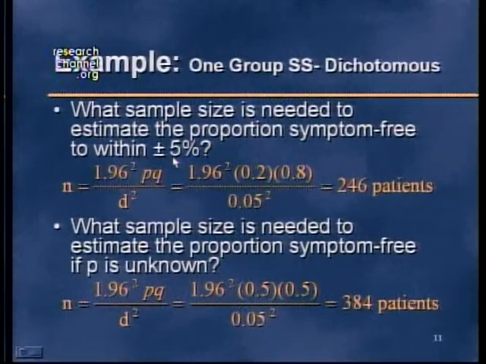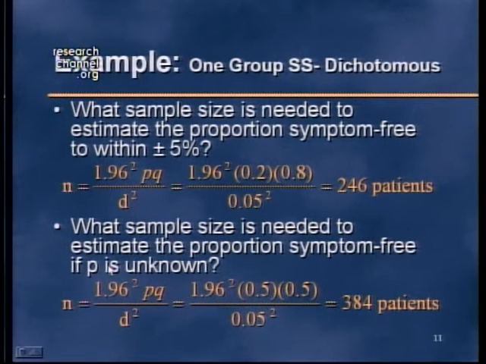Now, I could also say, what if I didn't need as narrow of an interval and I was willing to estimate it within plus or minus 5%? Then that means the resulting confidence interval would be 10 percentage points wide, right? In that case, the denominator would be 0.05. I would see that instead of 600 patients, I would only need 246 patients. So at the end of the study, I'd have a less precise estimate. I'd have a wider confidence interval, but I wouldn't have needed as many patients. So it's always a trade-off of how many patients are there, how expensive is this study, versus the precision that I'd like to be able to report at the end of the study.